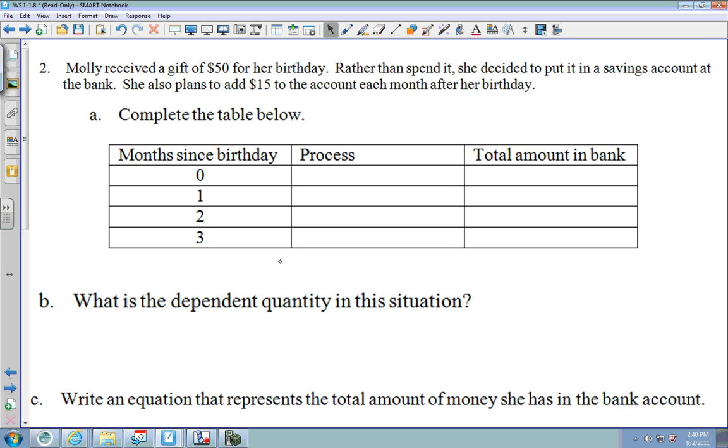This one says Molly received a gift of $50 for her birthday. Rather than spend it, she decided to put it in a savings account in the bank. She also plans to save, or add, $15 to the account each month. Okay, this is my initial amount. Anytime you have an initial amount, that's your constant. This right here, when we've got each, it's going to go with the variable, because this is how much you're changing each month. This is my coefficient.